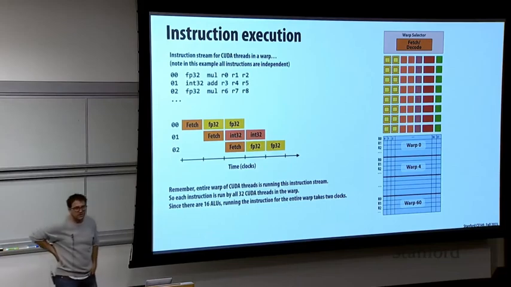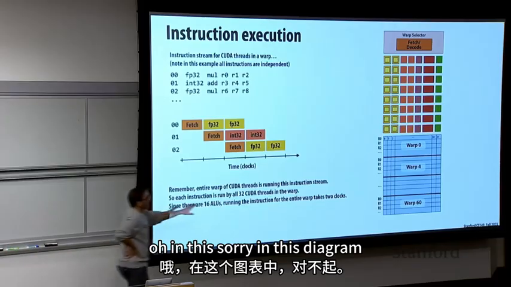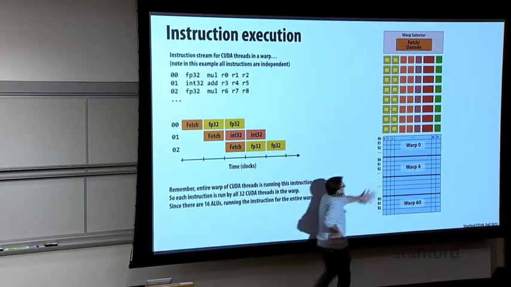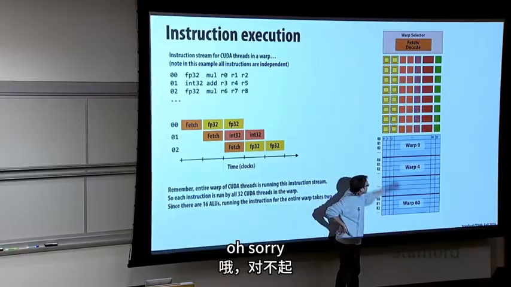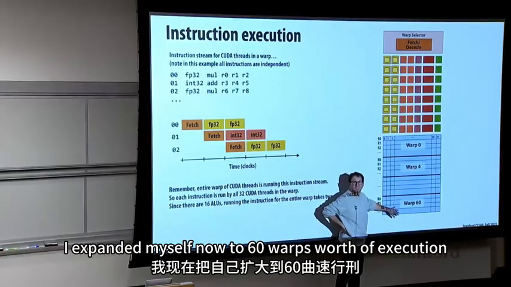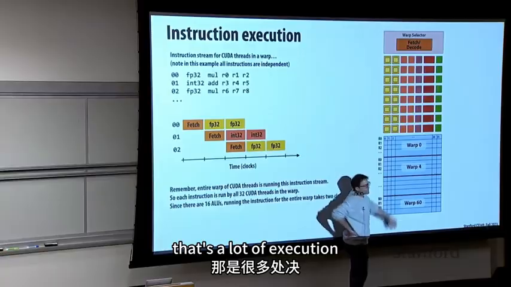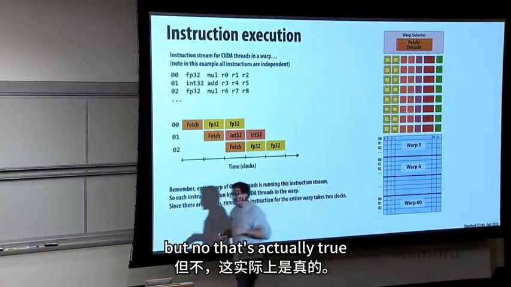So can you elaborate where that 4 came from? The cold PC? Oh, like in this diagram, I have execution context for. Oh, sorry, I expanded myself now to 60 warps worth of execution. That's a lot of execution. But no, that's actually true.